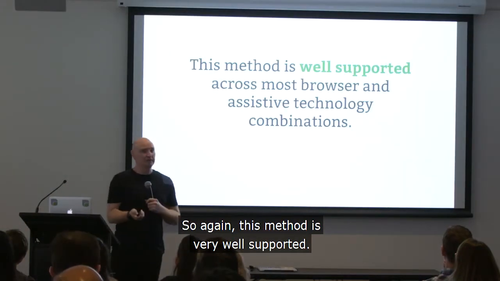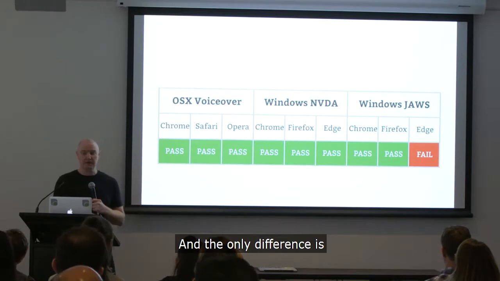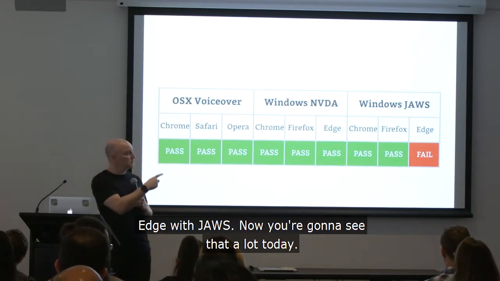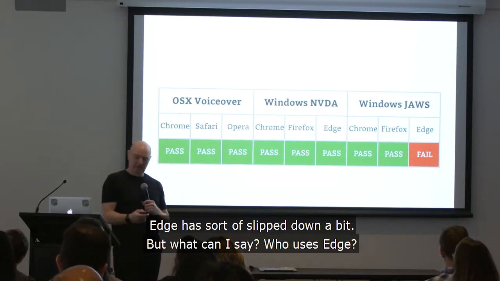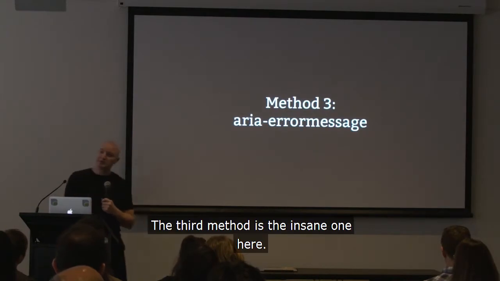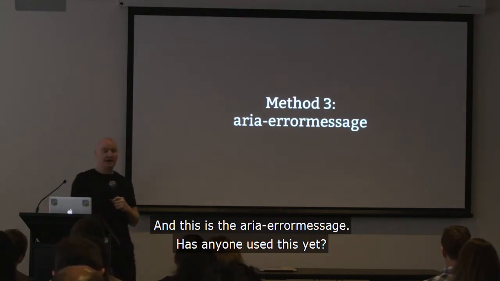So again, this method is very well supported, and the only difference is IE Edge with JAWS. Now you're going to see that a lot today. IE Edge has sort of slipped down a bit. But what can I say? Who uses Edge? The third method is the insane one here, and this is the ARIA errormessage.